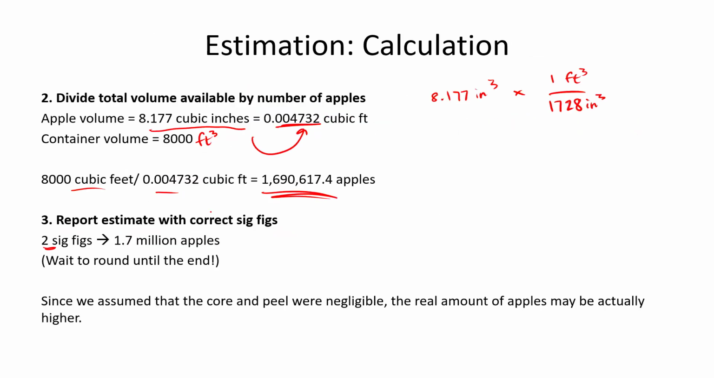All right, so by doing that, if we take that 1.69 million and round, we end up with about 1.7 million apples. And since we assumed that the core and peel were negligible, when really they probably do need to be cut out and removed, leaving us less apple, the real amount of apples, we could say, might actually be higher.